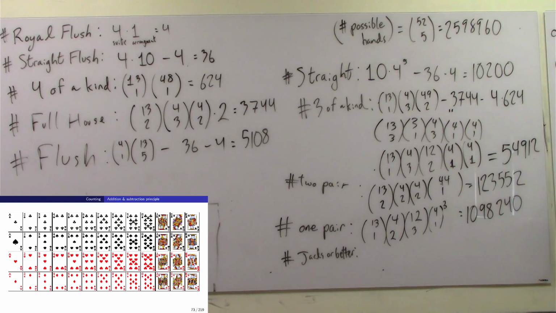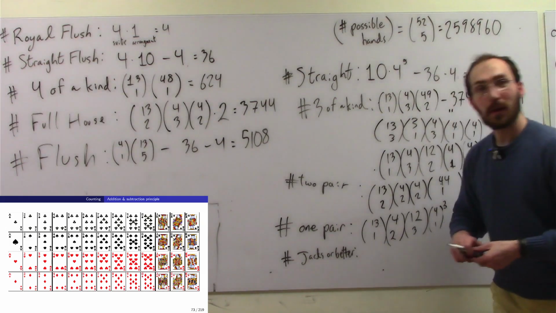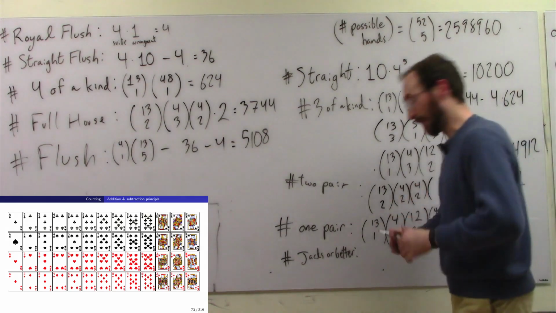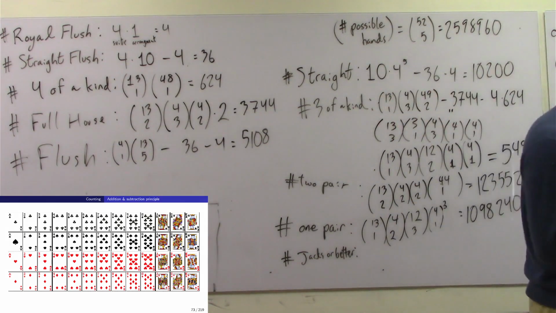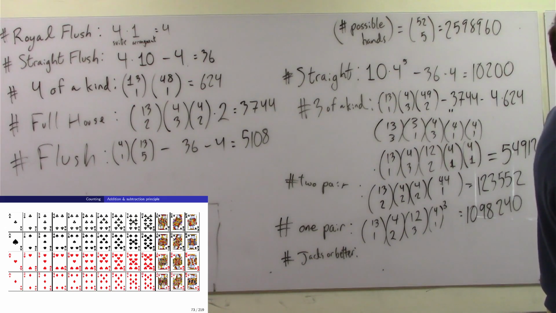What about if we want to just go jacks or better? Does that mean a pair of jacks? A pair of jacks, exactly. So in this case, we actually only have 4 ranks to choose from.